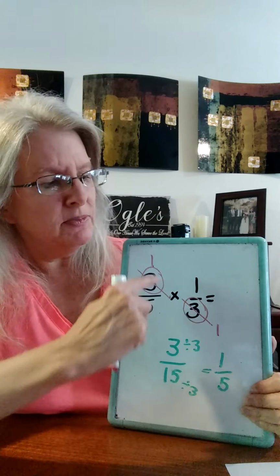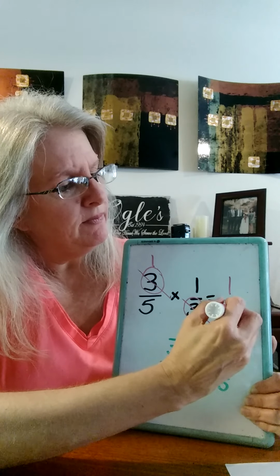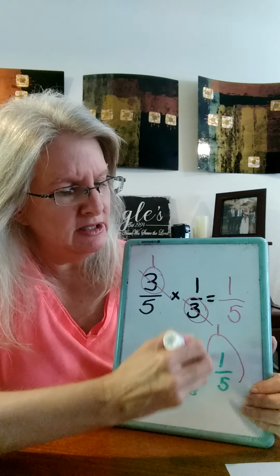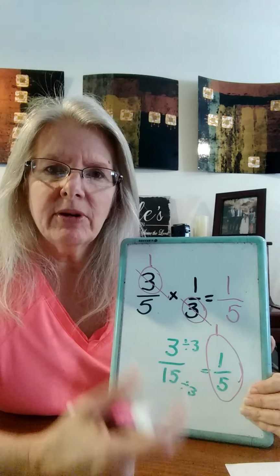So now when I multiply across, 1 times 1 is 1. 5 times 1 is 5. And I get 1/5, which is exactly what I got the first time, but I got it by multiplying smaller numbers. Now in this example, the numbers were pretty easy to work with and it wasn't hard to simplify it at the end. But in some problems, being able to simplify ahead of time or cross cancel makes the problem much, much simpler. Let me give you an example of a problem like that.